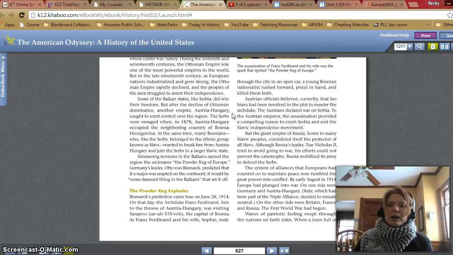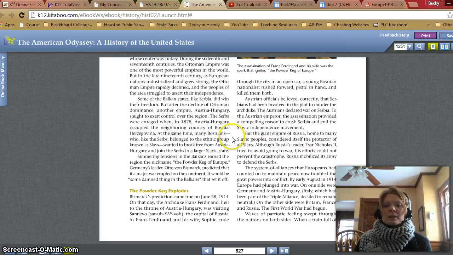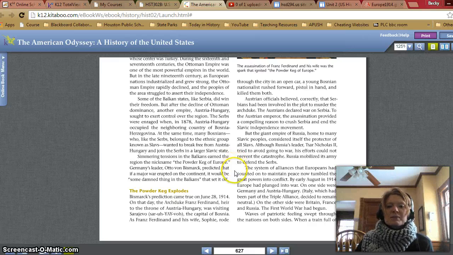To the Austrian emperor, the assassination provided a compelling reason to crush Serbia and end the Slavic independence movement. But the giant empire of Russia, home to many Slavic peoples, considered itself the protector of all Slavs. Though Russia's leader, Tsar Nicholas II, tried to avoid getting into war, his efforts could not prevent the catastrophe. Russia mobilized its army to defend the Serbs. The system of alliances that the Europeans had counted on to maintain peace now tumbled the great powers into conflict.